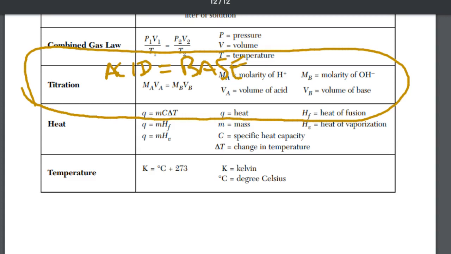This is when you have equal moles, right? Moles of H plus are equal to moles of OH minus. With a titration lab process, there's an indicator, typically phenolphthalein, that will change color when this occurs. All right, let's go back.